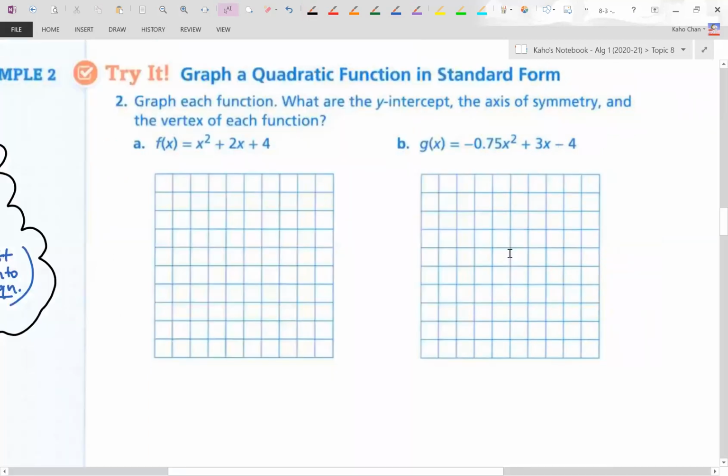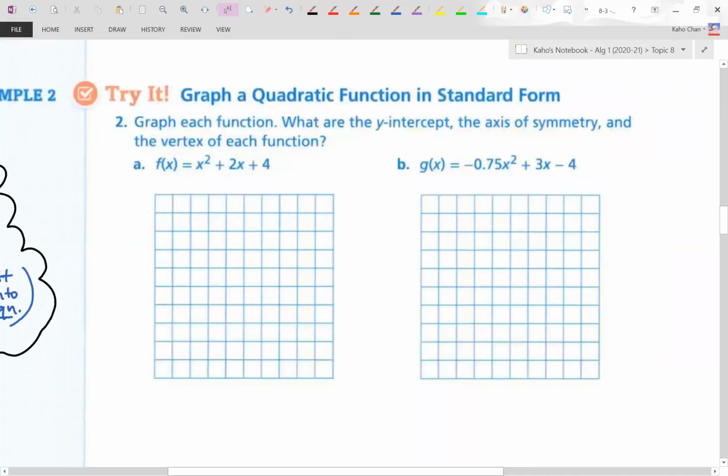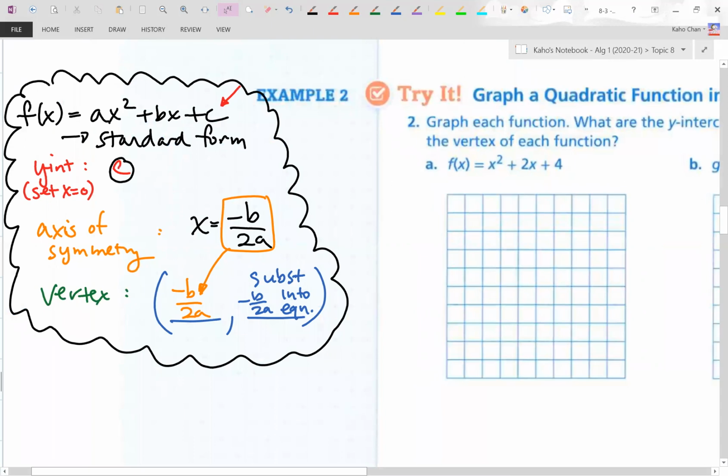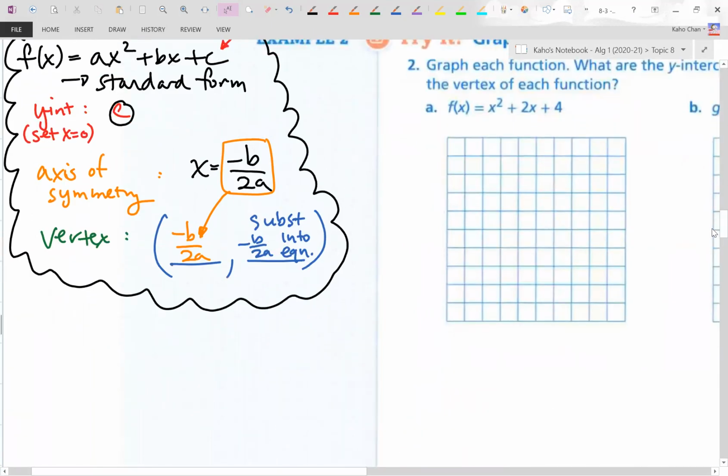All right, let's try 2a. Graph each function and find the y-intercept, axis of symmetry, and the vertex of each function. So we talked about the laundry list earlier. Here it is. I have to zoom out a little bit. But anyway, let's go and identify the y-intercept. Oh, there it is, yay, 4. And by the way, I'm looking at this function.